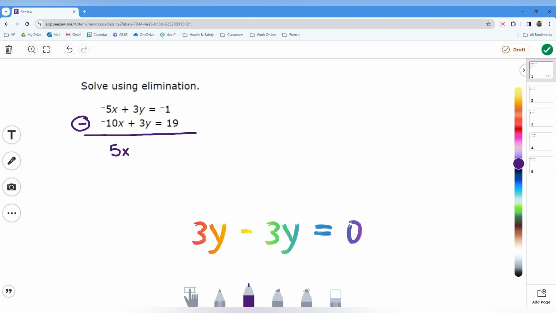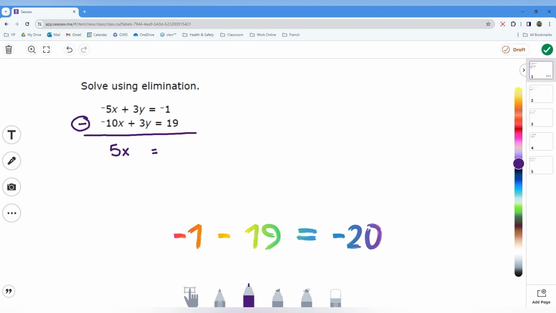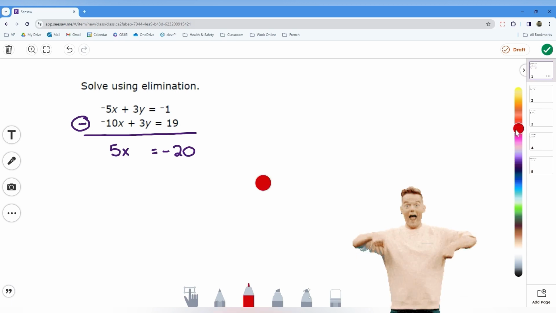3y minus 3y is 0, so those y's are going to cancel each other out. On the right-hand side of the equation, we have minus 1. Remember, we are still subtracting. So minus 1 minus 19 more is minus 20. Now what we have here is a one-step equation. If you've forgotten how to solve one and two step equations, you can refer to another tutorial in the link below.